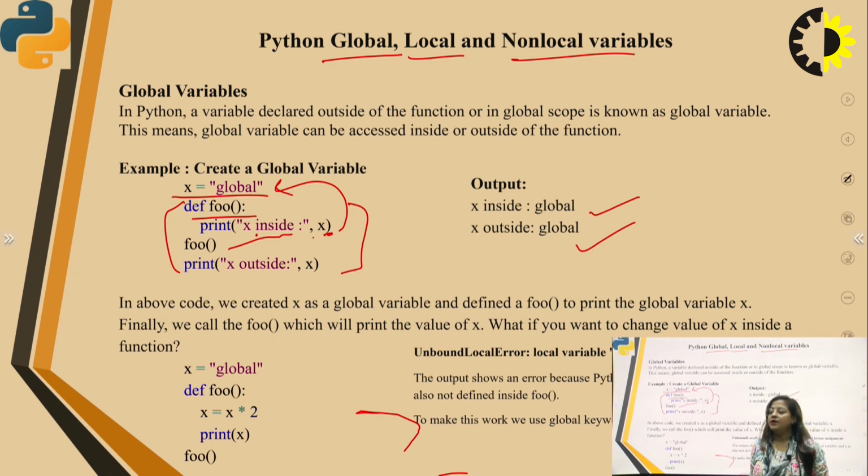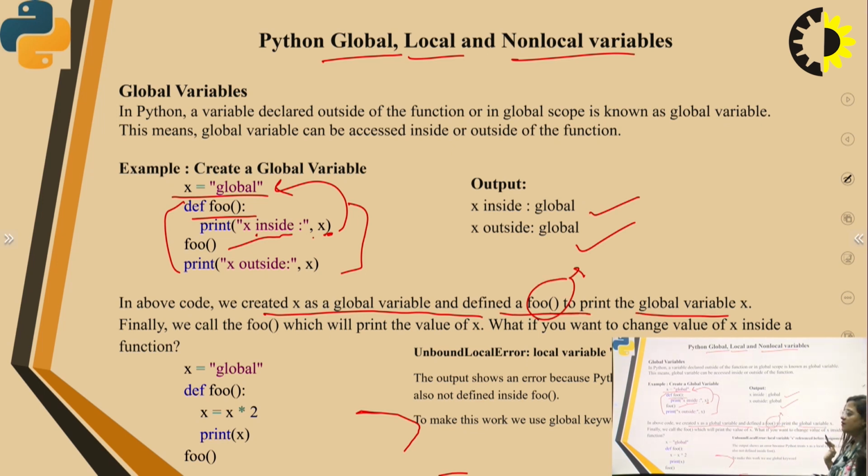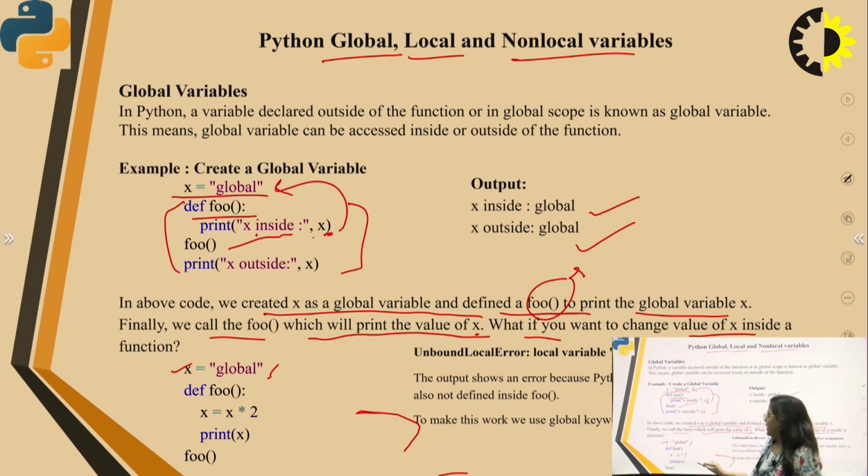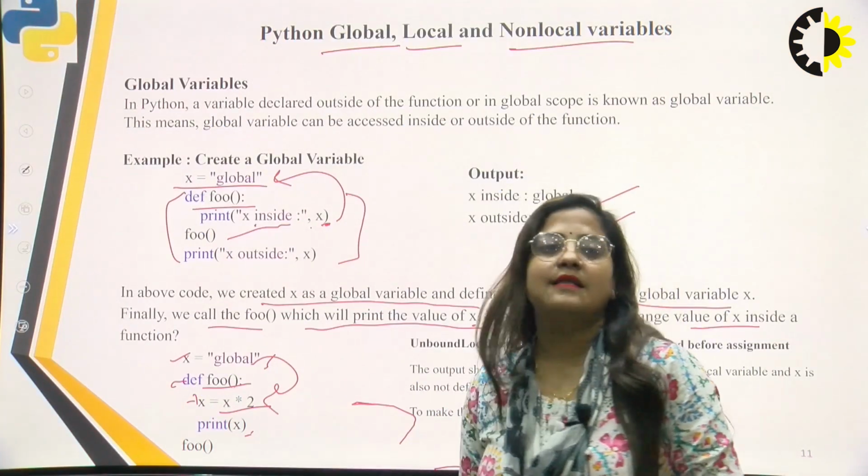In the above code, we create x as a global variable and define foo. Foo is a function here, and to print the global variable, we call foo, which prints the value of x. What if you want to change the value of x inside? Let's suppose x is global and inside the function you want to change it, for example multiplying x by a number. The output is multiplied by this. That time, the global keyword is not used inside this function.